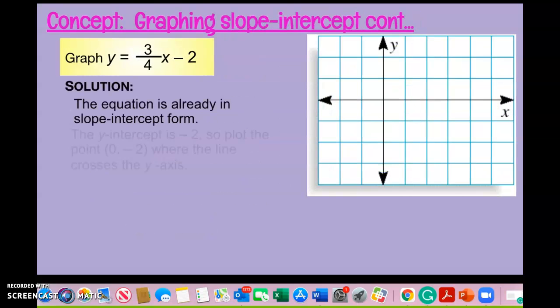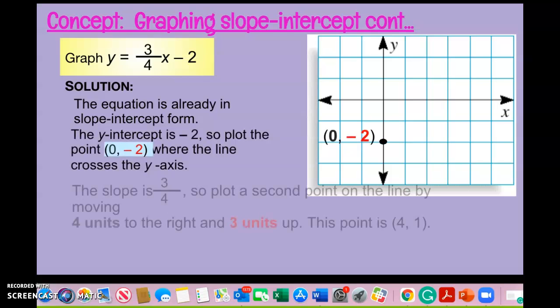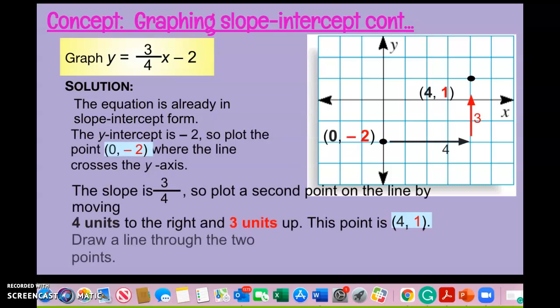Okay, here's another example. Again, first we have to identify our m, which in this case is 3/4, and our b, which is the y-intercept, which is -2. So since the equation is already in slope-intercept form, we know that the y-intercept is -2. So we plot the point 0, -2, where the line crosses the y-axis. And here is 0, -2.